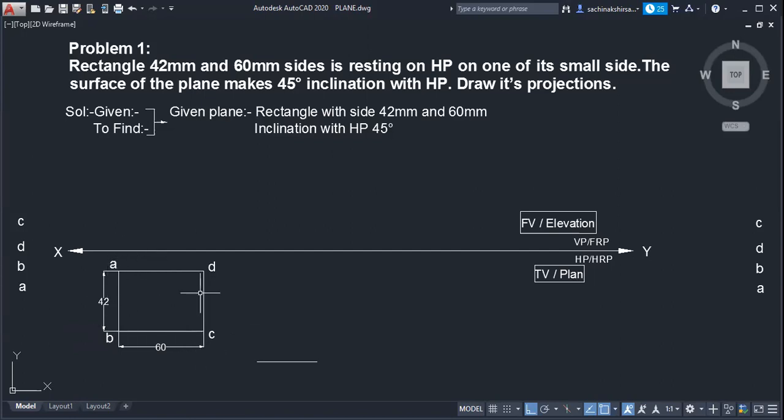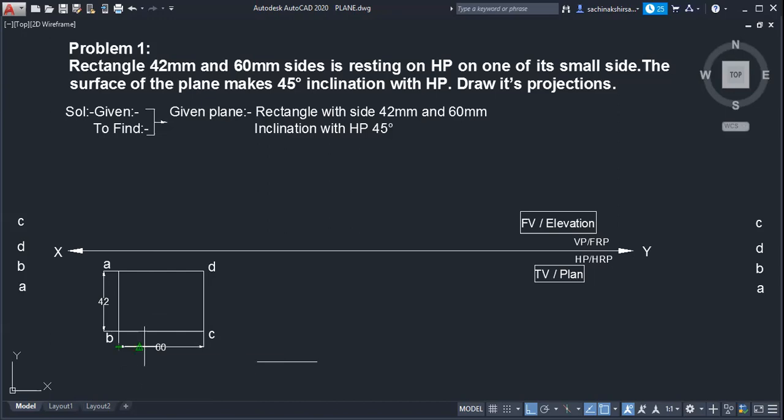आता हे ABCD प्लेन हे पॅरलल कुणाला आहे? HP ला. HP. How it will be to VP? हे VP ला कसं असेल? Perpendicular. It is perpendicular, and if plane is perpendicular to one of the reference plane, what it will show in that plane? Edge view or line view. So let us show its edge view or line view of this plane.